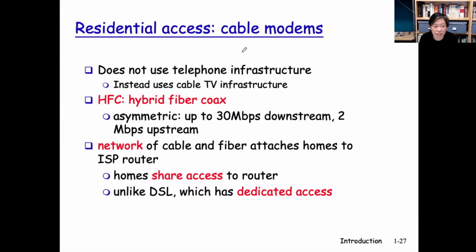And the second access net is cable modem. A little bit similar to DSL, it's also for residential access. And unlike DSL, which is exploiting the telephone infrastructure, cable modem uses the cable TV infrastructure. You see, we also have lots of wires behind the walls leading to a central office, leading to the cable company. That's how we receive the TV programs. So cable modem here exploits that existing infrastructure.